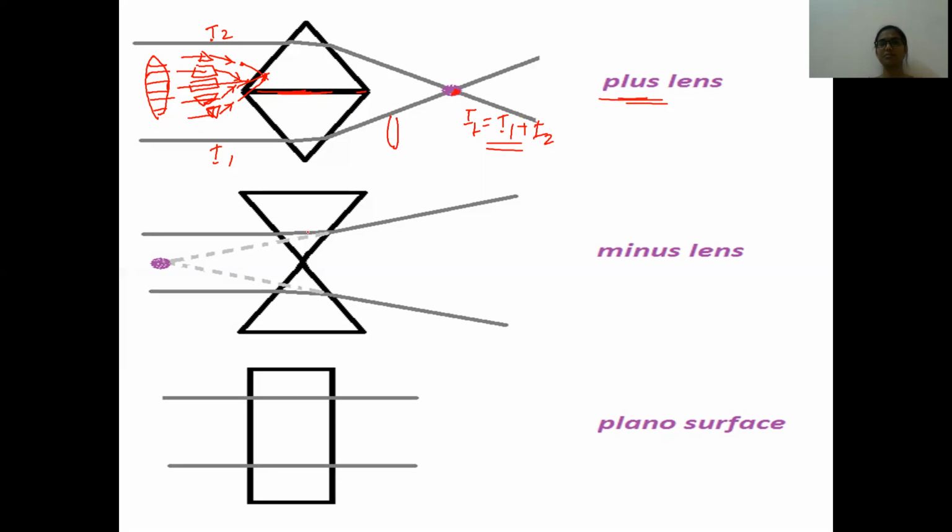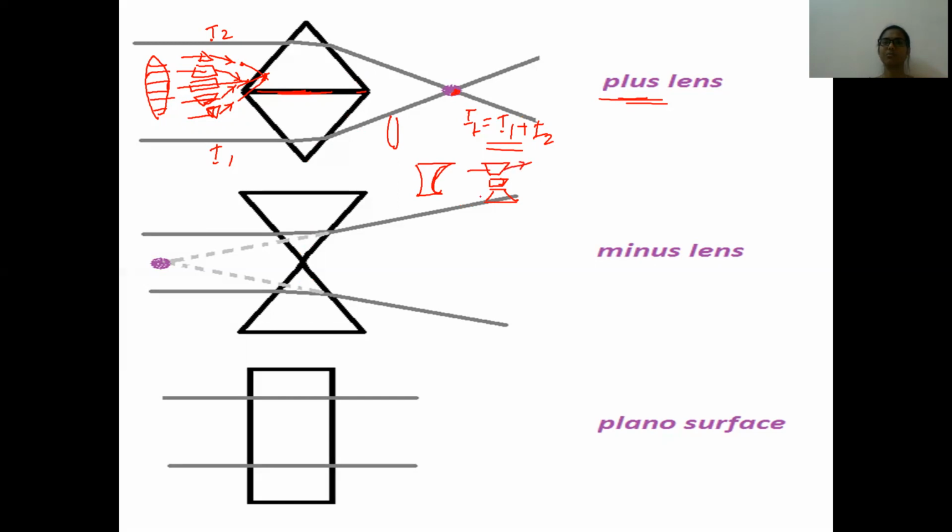And in case of a concave lens, what you observe is that the prisms are in inverted form, and this middle prism is a small rectangle, and again the down one looks like this. So when you pass a light ray, it is an inverted prism. What happens?